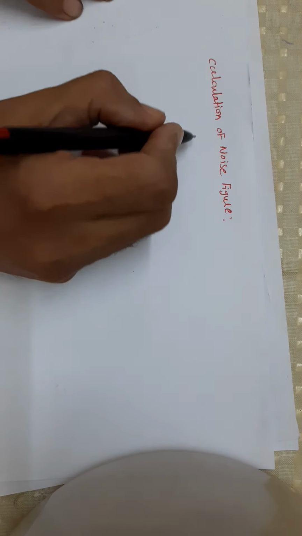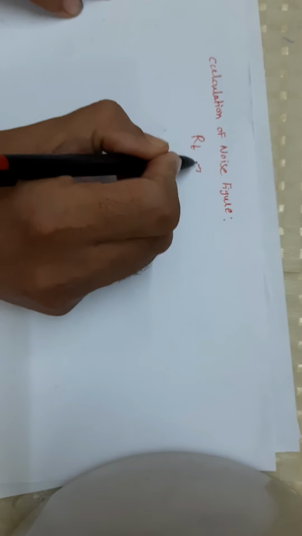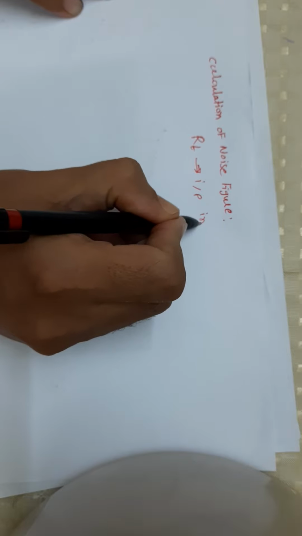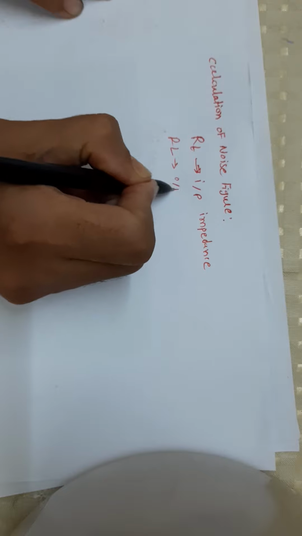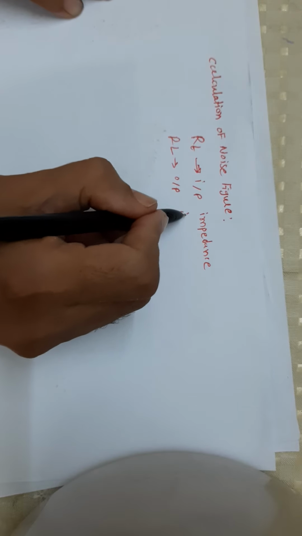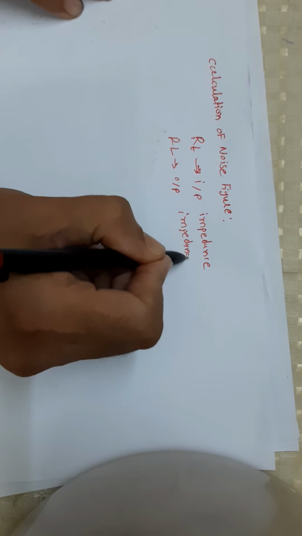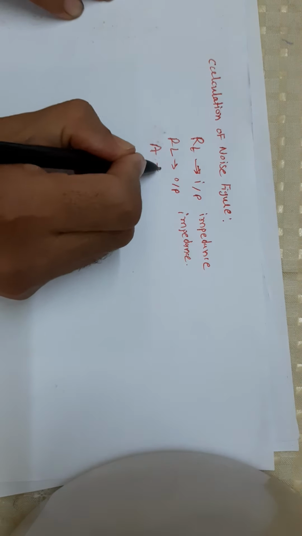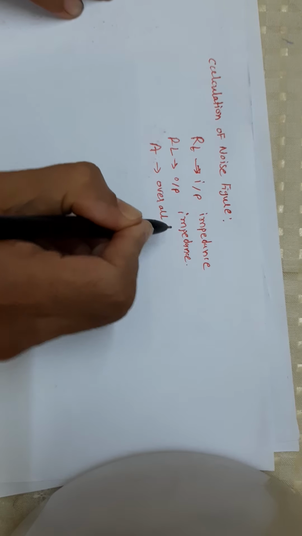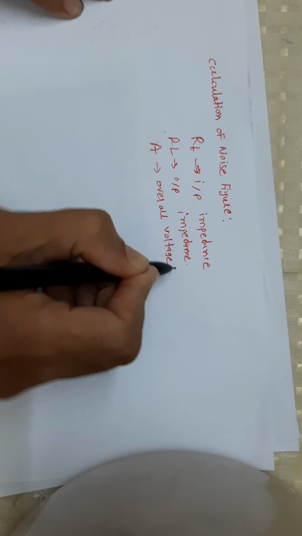Noise figure may be calculated for an amplifier or receiver in the same way by treating either as a whole. Each is treated as a four-terminal network having an input impedance RT and output impedance RL, and overall voltage gain A.